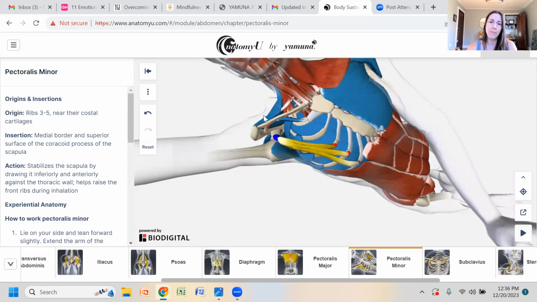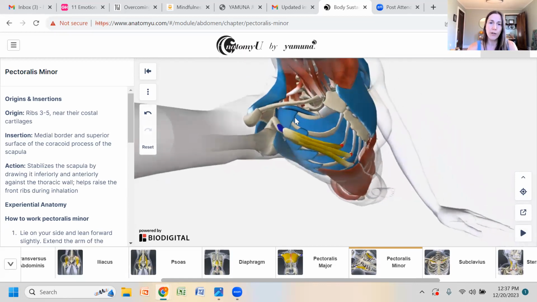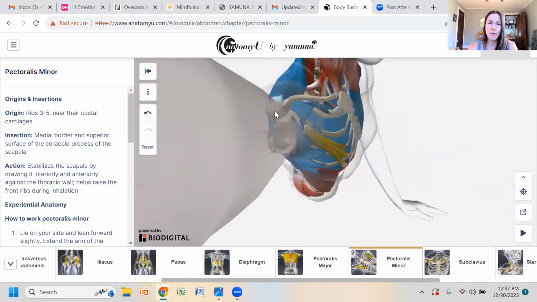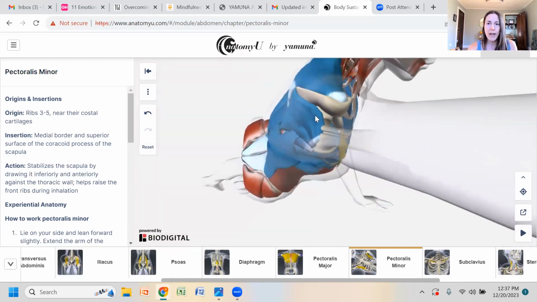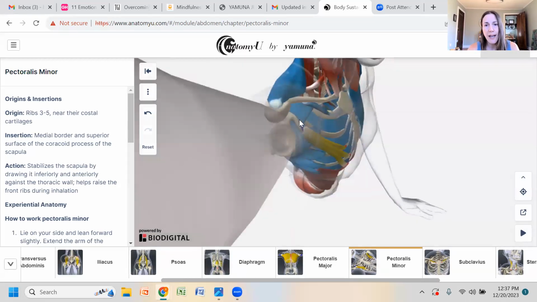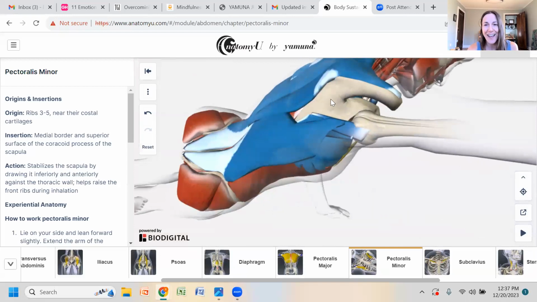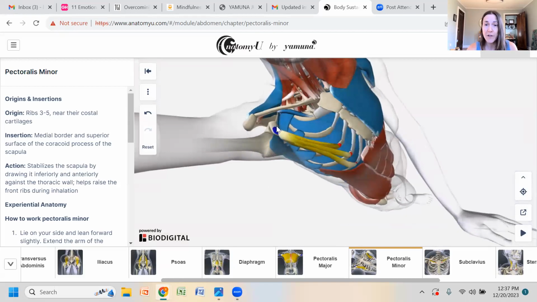What is this thing? Well, let's move our model around. Oh, look at that. It's an interesting little hook shape. Let's keep moving this model and see what is this bony process that the pec minor attaches to. Holy smokes, it's the shoulder blade. The pec minor attaches on the front of your body to your shoulder blade.